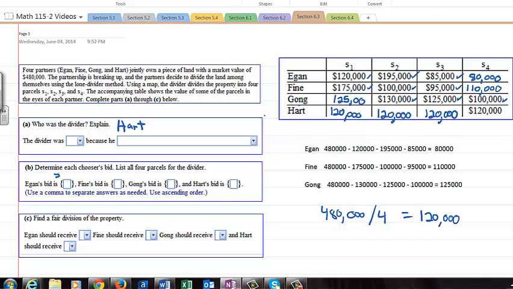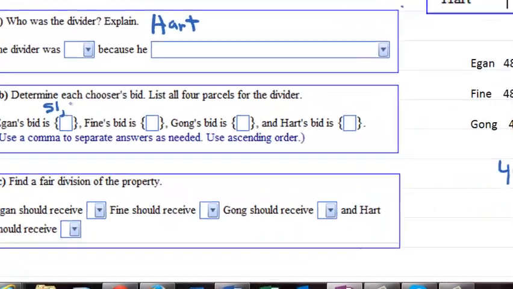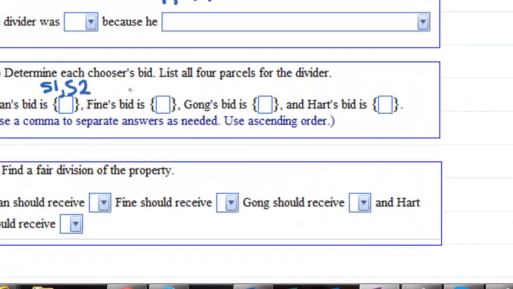Let me write those in. Share 1, share 2; share 1; share 1, share 2, share 3; and share 1, share 2, share 3, and share 4. Find a fair division of the property.